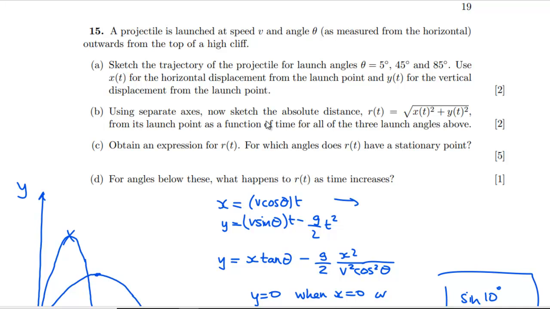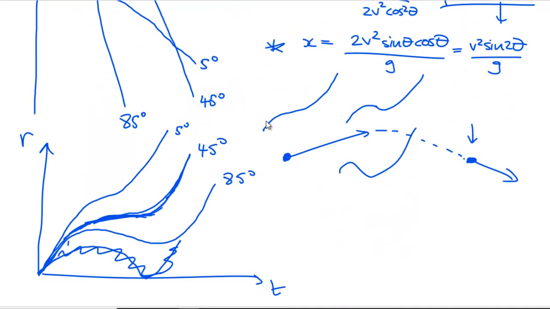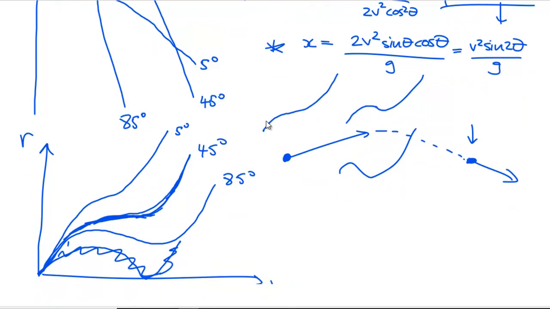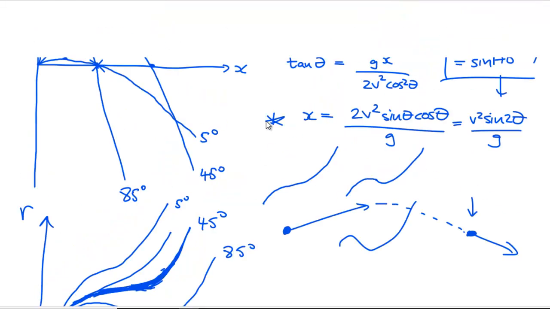Obtain an expression for r as a function of time. For which angles does r of t have a stationary point? Right, so this is now going to say whether that is actually flat or not. Maybe it isn't going to be flat in there. Maybe there's going to be some other point. This is where we find the moment of truth as to whether it's just always going up or whether it's going to go flat. We've got a potential hunch, but it was nothing more than a hunch in part B. We'll find out what's going on here in part C.